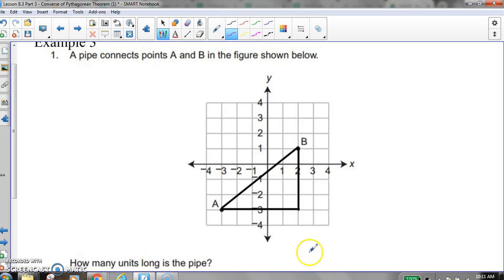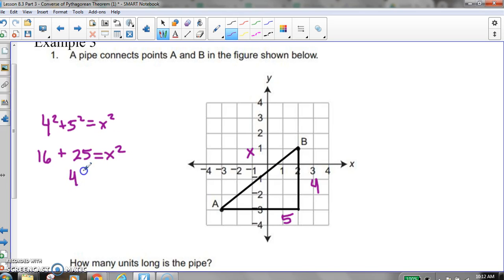All right, I'm going to count up the blocks for my legs. So we got 1, 2, 3, 4. And then I've got 1, 2, 3, 4, 5 here. So take a moment to do some Pythagorean theorem to find that missing length. So you're going to do 4 squared plus 5 squared equals x squared. 4 squared is 16. 5 squared is 25. All right, so 16 and 25 is going to give me 41, which equals x squared. And then square rooting to solve for the missing distance. Square root of 41 is approximately 6.4 units.